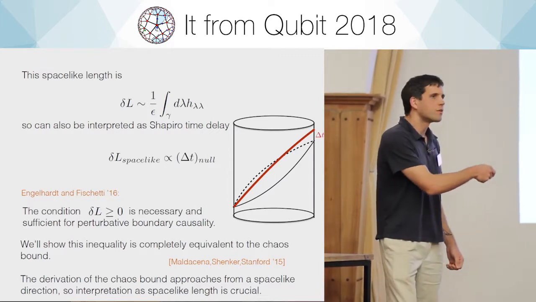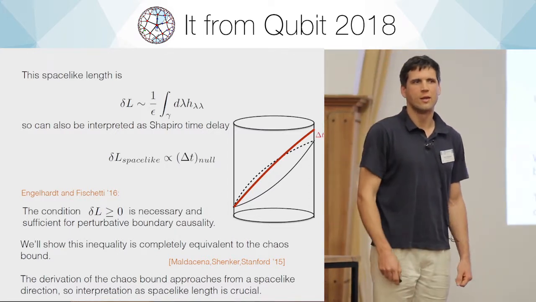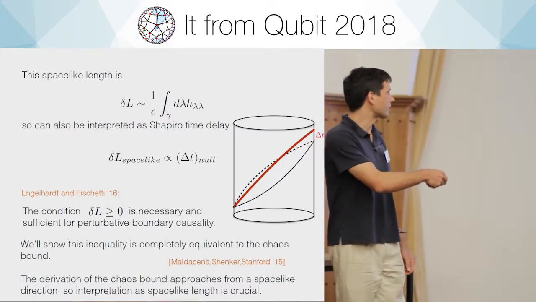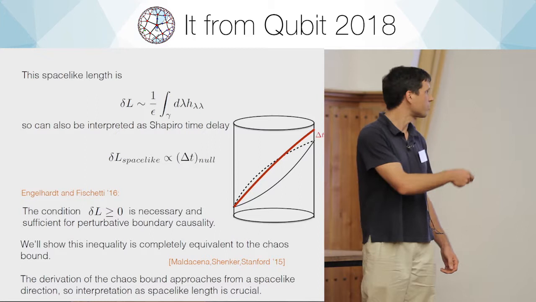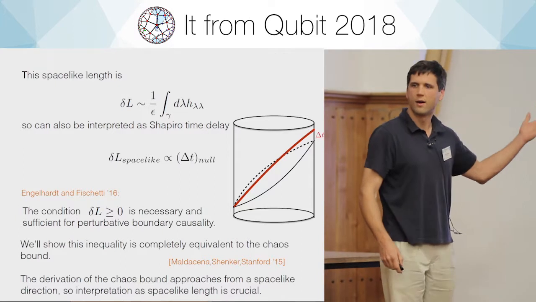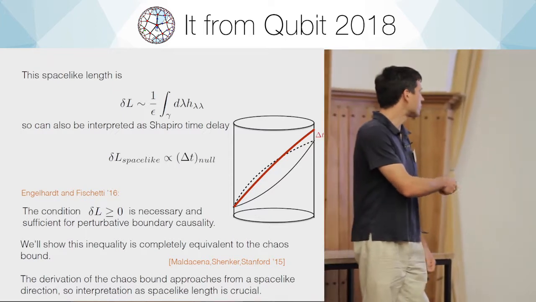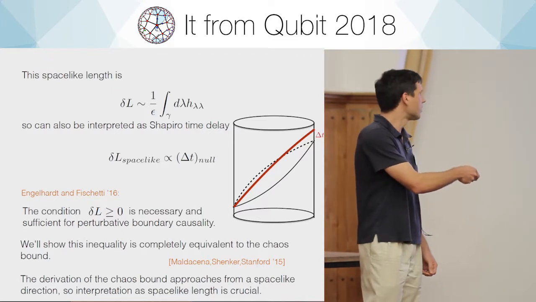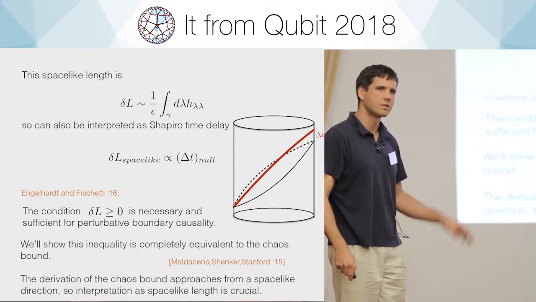So why did I go through this thing of rephrasing this Shapiro time delay in terms of a space-like geodesic length? The answer is because to actually derive this, we have to think of it in the space-like sense. What we actually derive requires using positivity properties that apply to the space-like experiment with a space-like length that wouldn't work in this setup where things are time-like separated. So in order to apply the chaos bound, we need to be in a certain regime of some correlation function. An interpretation as this space-like length is crucial. So the chaos bound is really related directly to the space-like calculation, not to the time-like one.